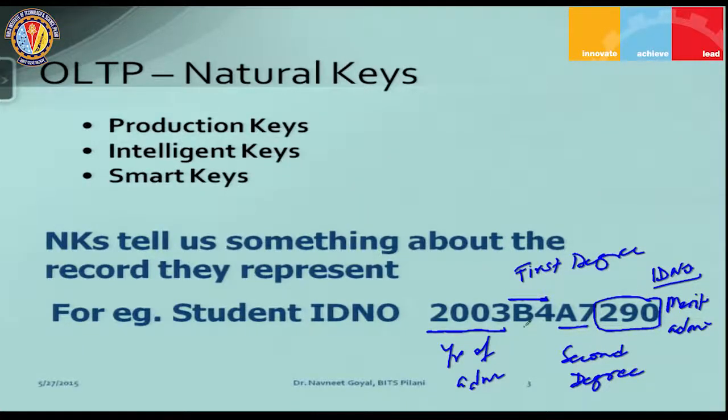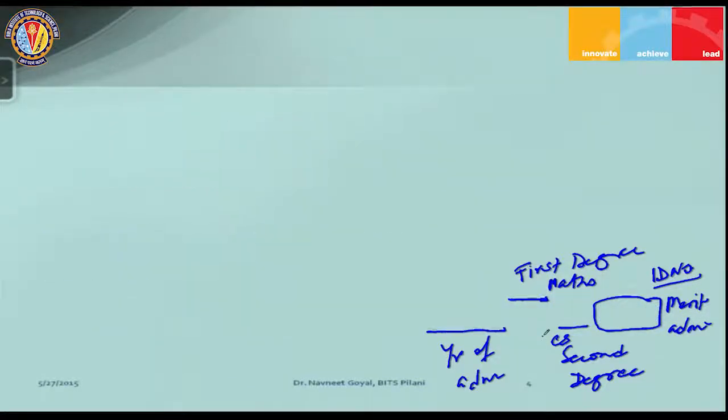So B4 basically stands for maths, and A7 stands for computer science. So it tells me so many things about the student: that this student was admitted in the year 2003, and his first degree was maths. Then he opted for a dual degree in computer science, and his merit position at the time of admission was 290. So this is like the natural keys in an OLTP system.